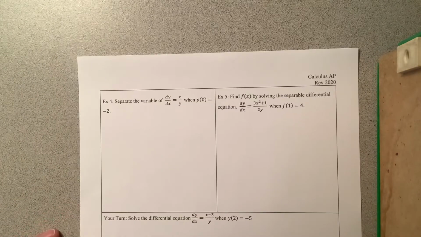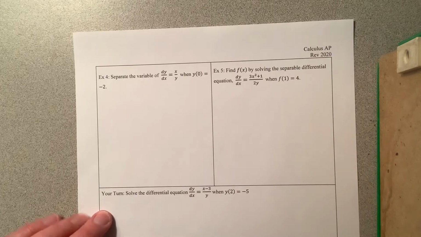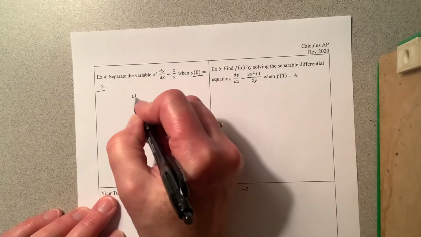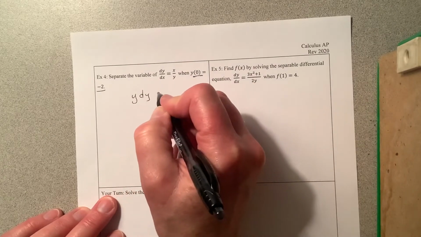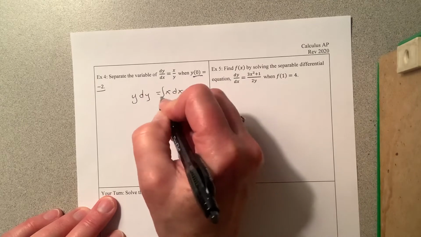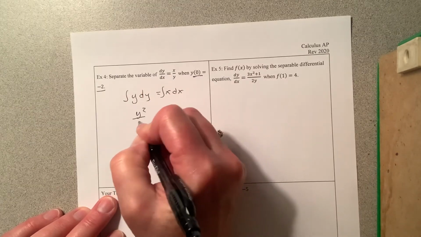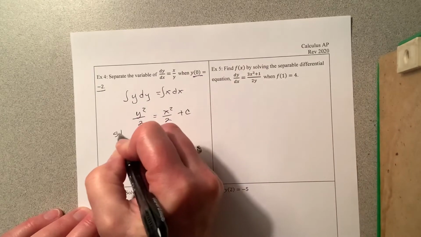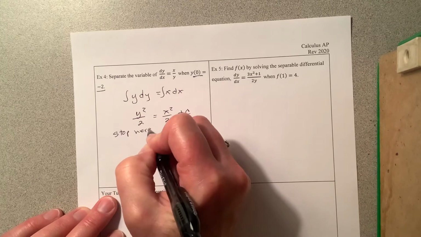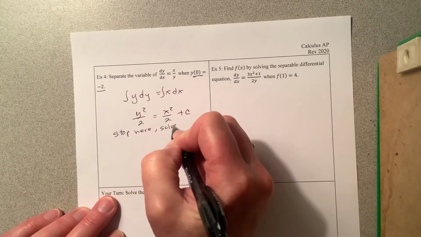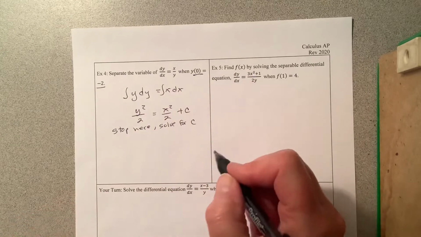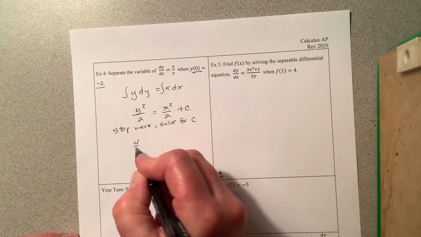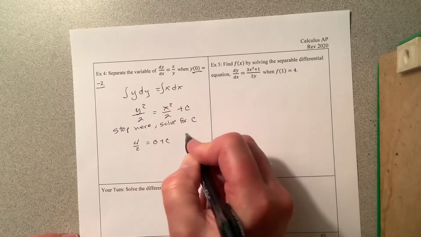Okay? So now let's do one with an initial condition. They tell us when x is 0, y is negative 2. Separate your variables, y dy, x dx, integrate: y squared over 2 equals x squared over 2 plus c. Stop here and solve for c. It's easier if you do it now than at the end. So we're going to plug in 0 for x, negative 2 for y. You get 4 over 2 equals 0 plus c. So c is equal to 2.